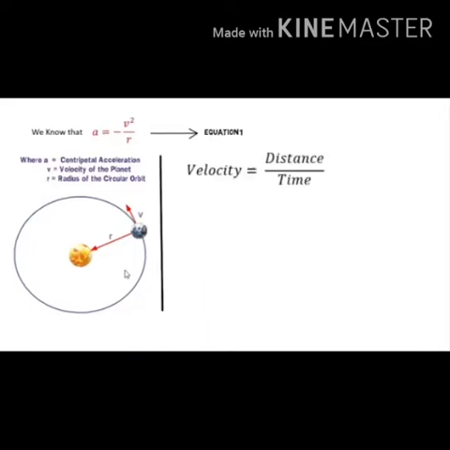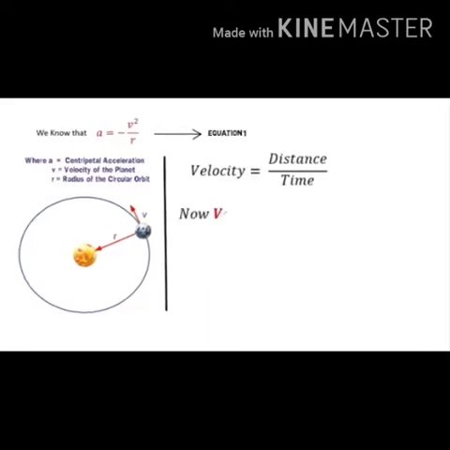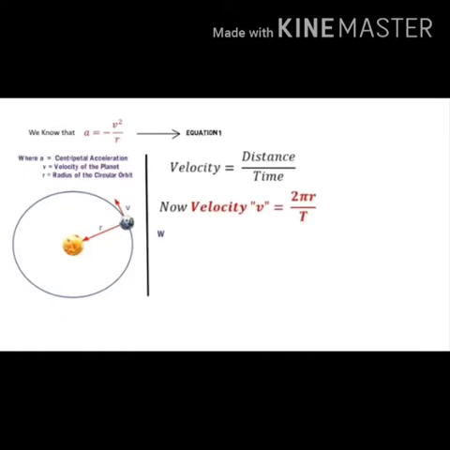We know that the velocity is equal to distance by time taken. Therefore, the velocity in terms of known quantities r and T: v is equal to 2 pi r by T. T is the time period of revolution of the planet.